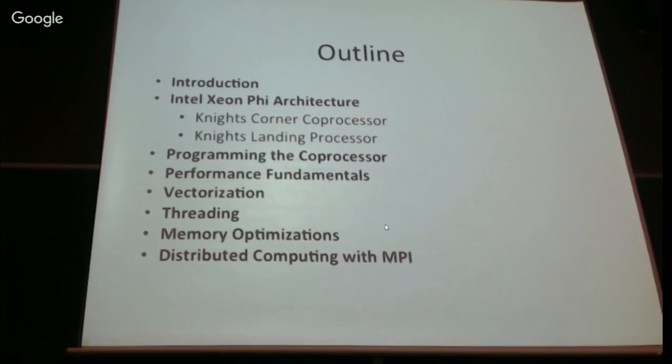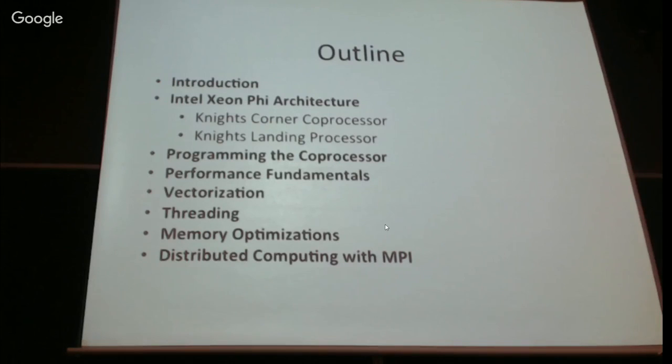Then we're going to talk about performance fundamentals. We're going to talk about vectorization, which is key to getting performance on the Intel Xeon Phi platform. We're going to talk about multi-threading. So in the same sense that you need to multi-thread your software for multi-core platforms, you need to do it for Intel Xeon Phi, only there's that bit more onus on you to get scalability in terms of threading on the Intel Xeon Phi, because there are 61 cores on the Knight's Corner coprocessor.